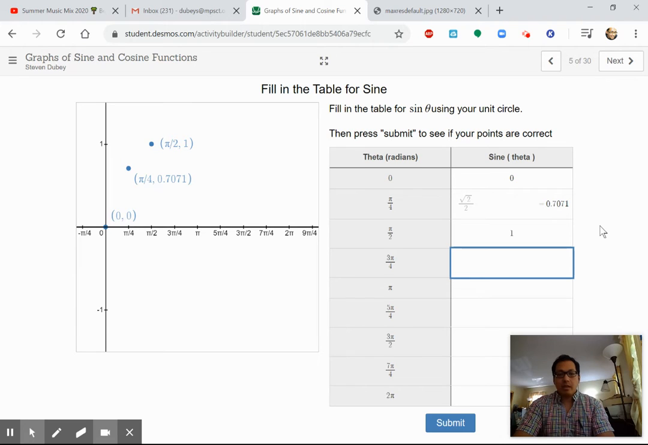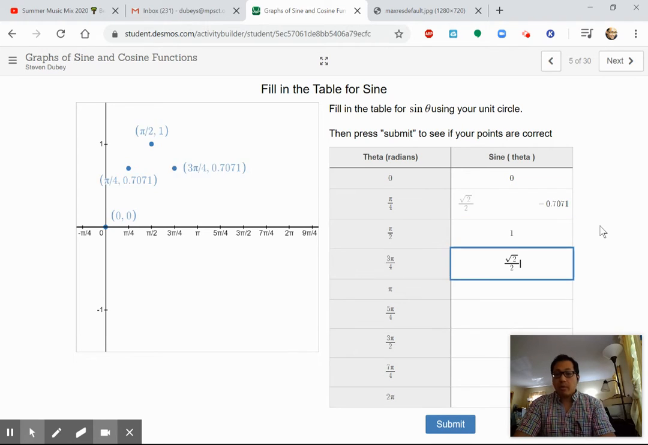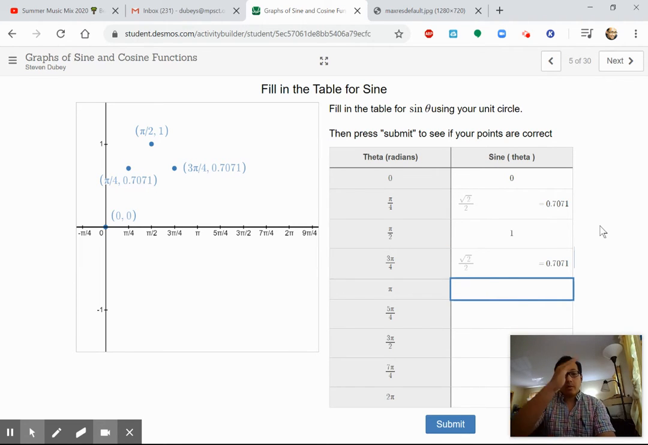I'll do one more. The next one is also the square root of 2 over 2. Just copy that from up here, because some of these values repeat. And then at pi, we're at 0 again for the y coordinate. We're back down at the x-axis.